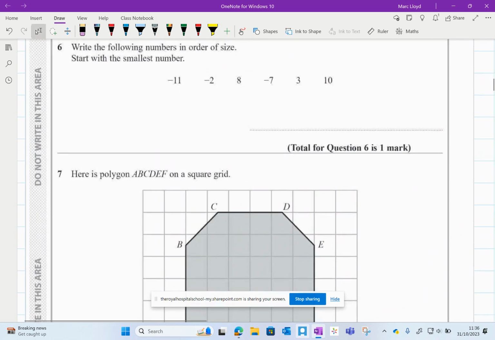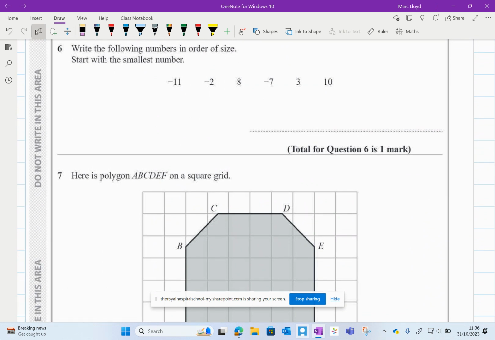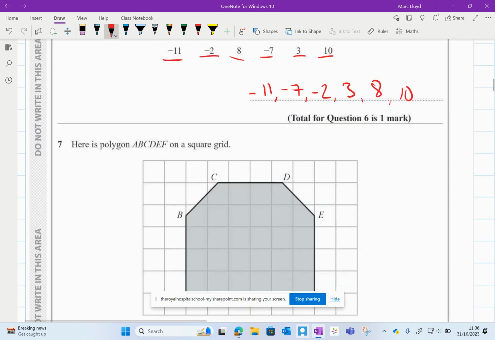Okay, ranking these in order. Always think of temperature, I guess. So negative 11 would be the coldest, so that starts off there. Negative 7 is next. Please note as well that I am underlining these as I go. I don't want to cross them out in case I want to check my answer. Underlining them just helps me understand whether I've done them or not, so I don't miss one out.